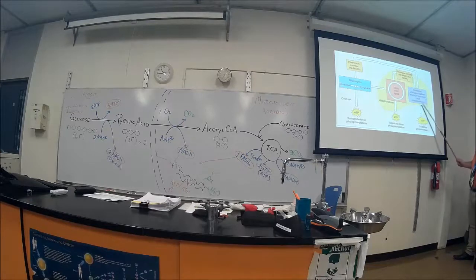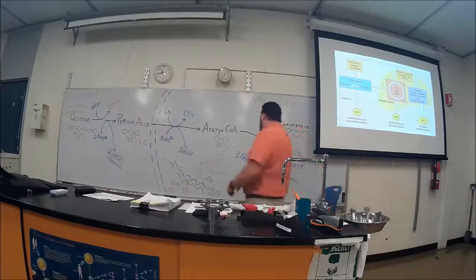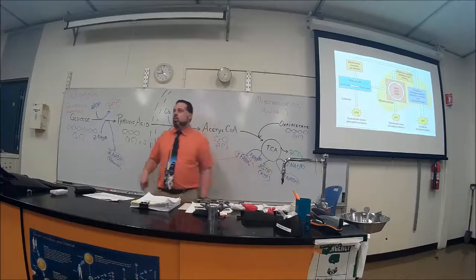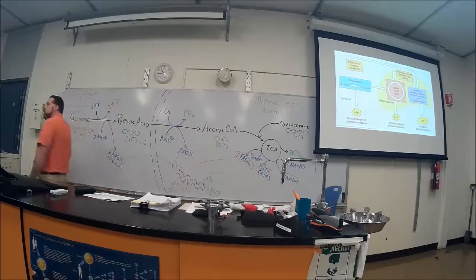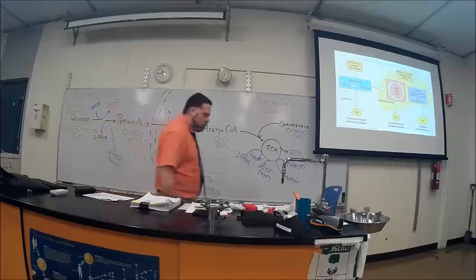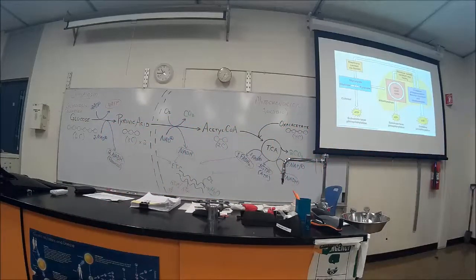All right? It really happens in the membrane itself, the inner membrane. I'll show you that. But that's where it's going to convert these FADH2s and NADHs and turn them into ATP. Again, for every one NADH, you get 3 ATPs. For every one FADH2, you get 2 ATPs.